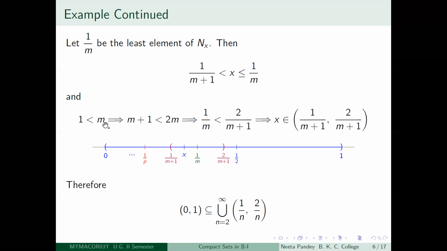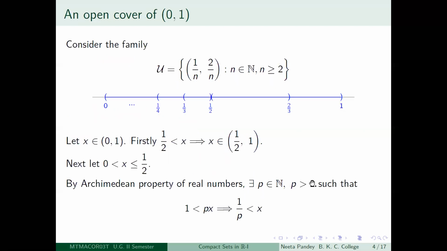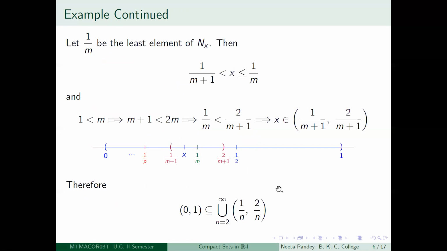First of all, m is greater than 1, because 1 by m is the least element of half, up to 1 by p minus 1, right? Where p is again greater than 2. So p minus 1 is greater than 1. So this set has the least element 1 by m. So m has to be greater than or equal to 2. This we will keep in mind. Since m is at least 2, m is greater than 1, right?